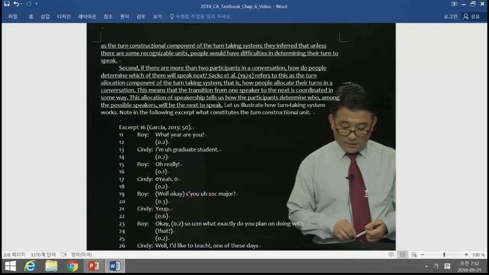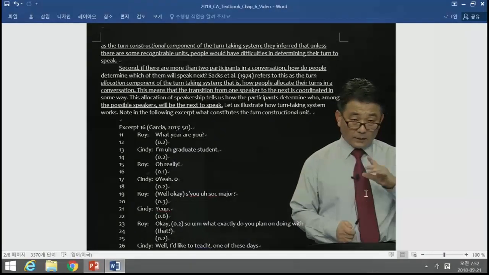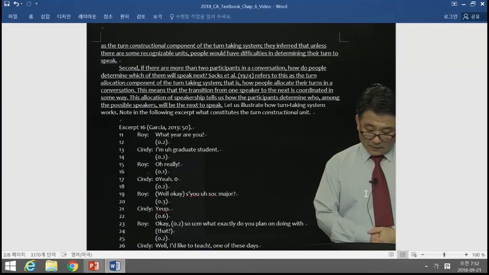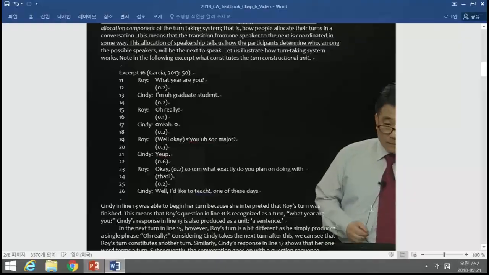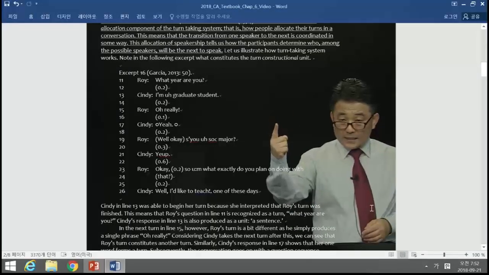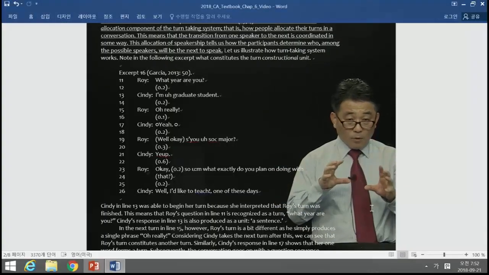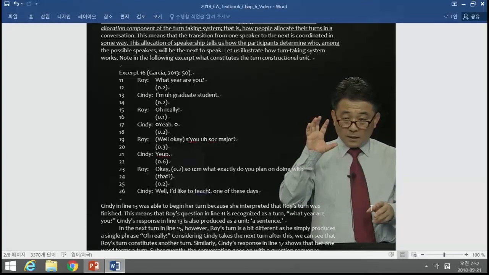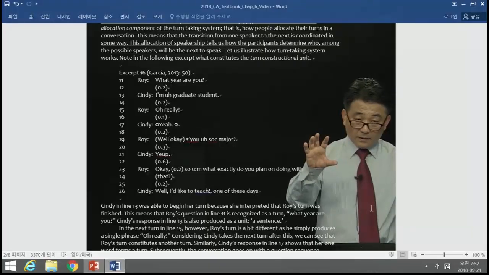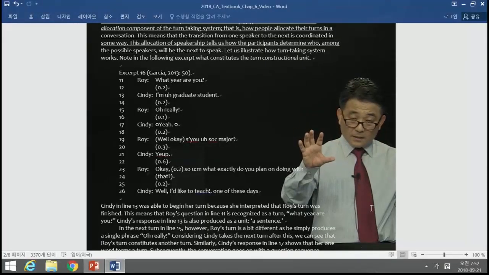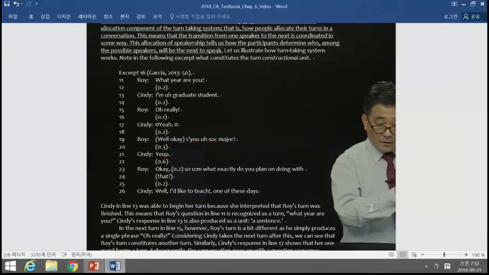So Sacks et al. refer to this as the turn allocation component, how to allocate, how to give out the turn so that people can order their turn. If you look at this data, you have a conversation between Roy and Cindy, and Roy and Cindy, and Roy and Cindy. So two things. What are some components of turn? If a turn happens to Roy, and then Cindy takes up the next turn, then we say Roy's turn has one component, and Cindy's turn has another component.